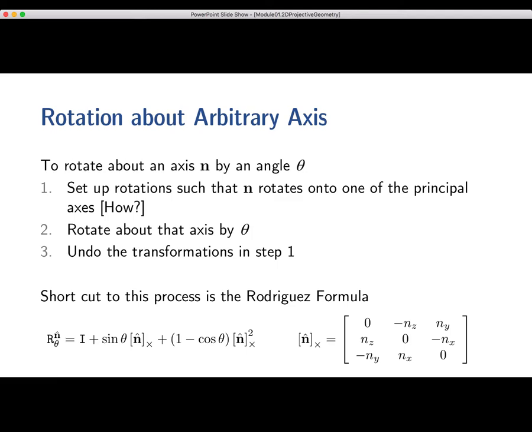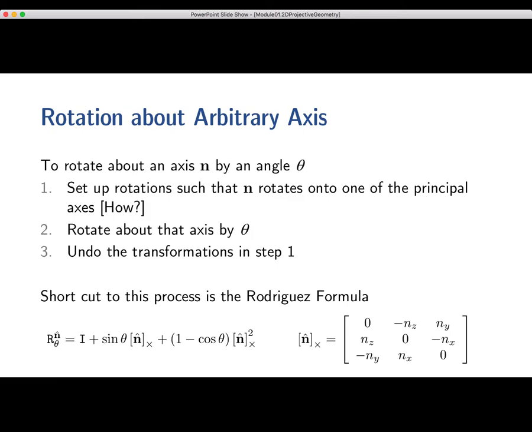Okay. So this is also a 3 by 3 matrix formed in this way from n, and this is sine theta plus (1 minus cosine theta) times the skew symmetric matrix of n multiplied by itself. That's what n_x squared means. Okay, so that's a direct way to get the rotation matrix about n by theta, and I'm not proving this, but if there is a need, we could do that in the tutorial or otherwise if somebody is interested.